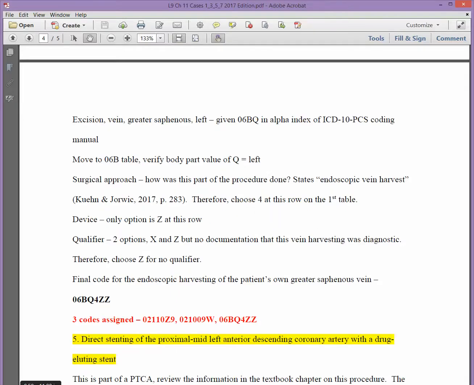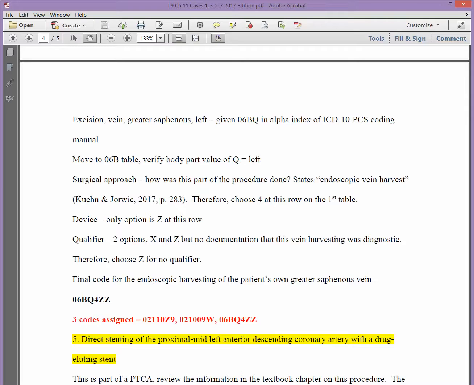You move to the 06B table. Again, you verify your body part value of Q. Then the next choice we need to make at the table is the surgical approach. How was this vein grafting, or vein harvesting, done? It states in your clinical documentation it was endoscopic.